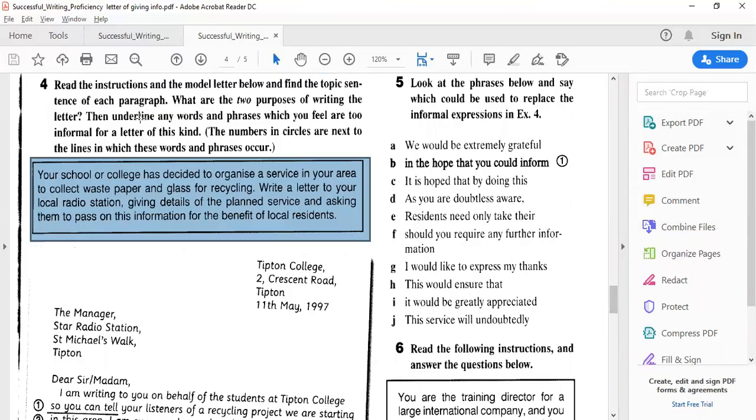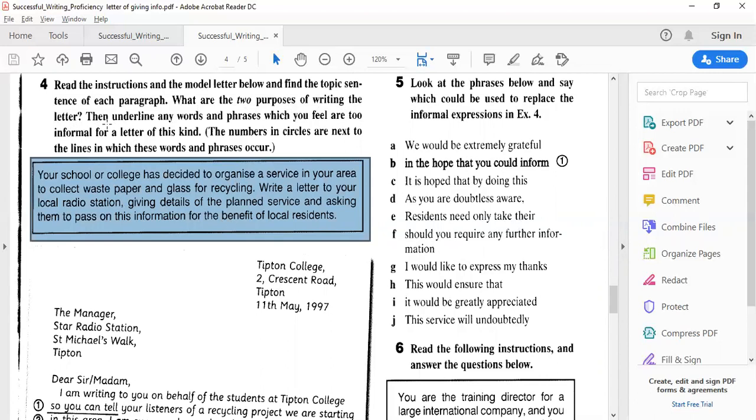Now the question is, read the instruction and the model letter below and find the topic sentence of each paragraph. Now you need to find the topic sentence. I mean, the first paragraph is, for instance, talking about the reason, right? For why, what is the reason for writing this letter? And then, what are the two purposes of writing the letter? What are the purposes of writing this letter?